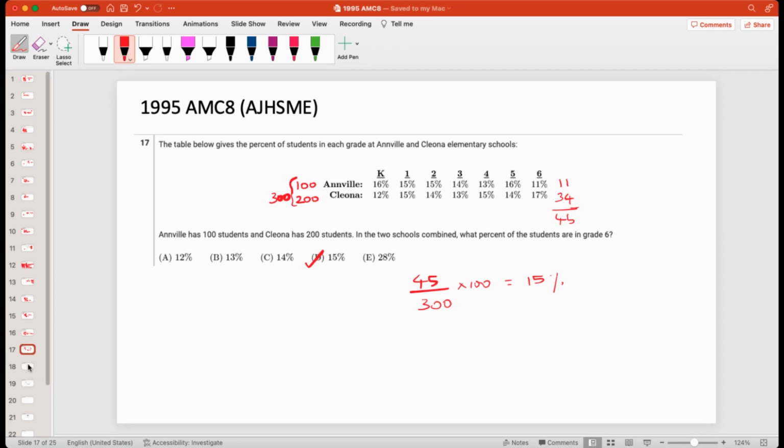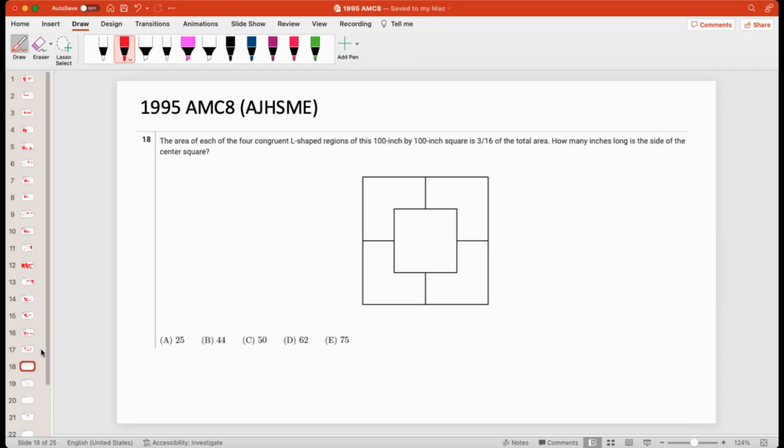Going to question number 18. The area of each of the four congruent L-shaped regions of this 100 inch by 100 inch square is 3 by 16 of the total area. So how many 3 by 16s do we have totally? We have 4 3 by 16s, correct? Which is nothing but 3 by 4. So the L-shaped regions are 3 by 4 of the total.